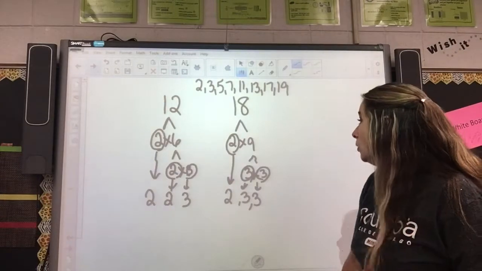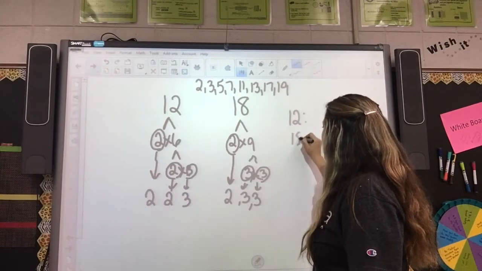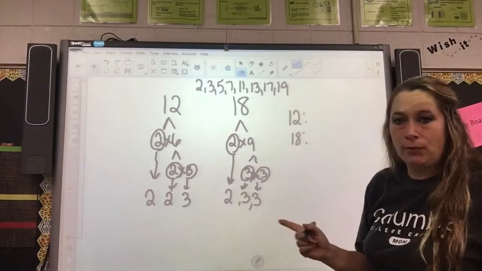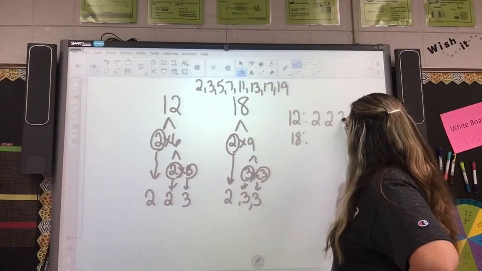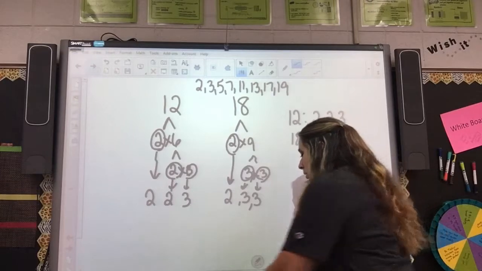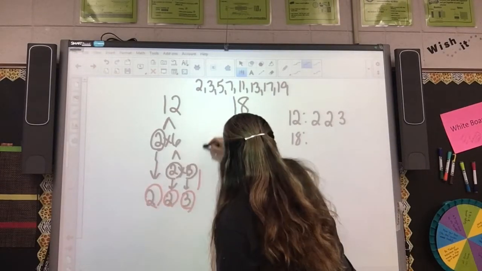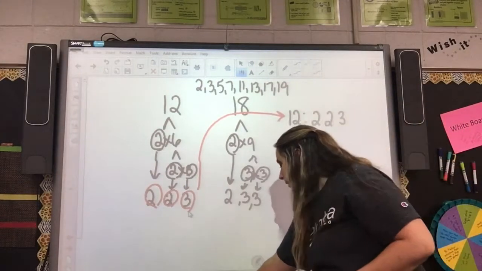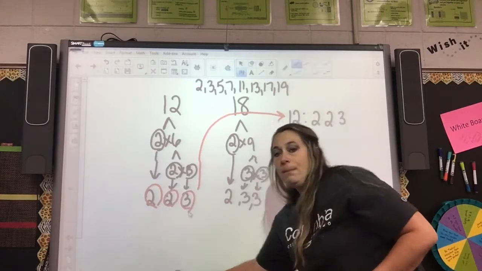Now what I'm going to do, off to the side here, is write 12 dot dot 18 dot dot. I'm going to write all my factors of 12 first. I've got a 2, a 2, and a 3. Which means I simply took these numbers off the bottom and put them here.